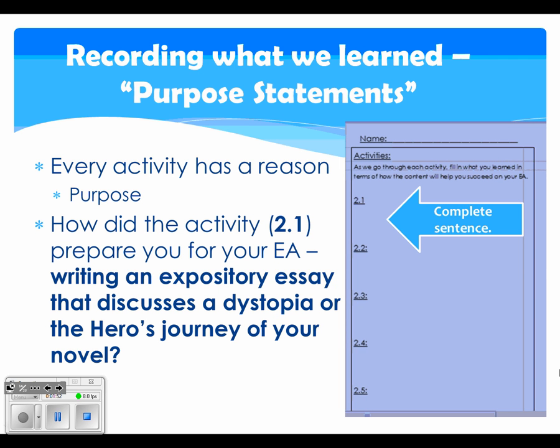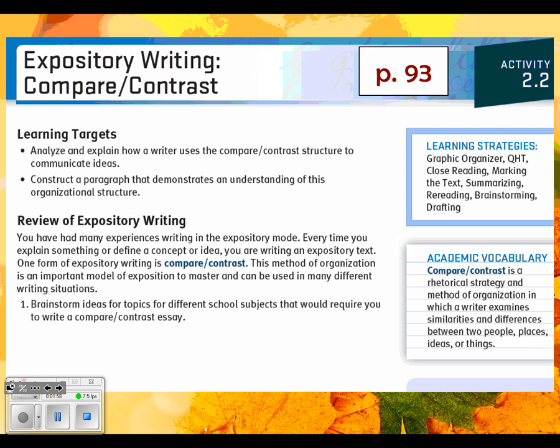Once you've got your purpose statement written, go ahead and set that bookmark to the side, and you're going to open up Springboard to page 93. If you have two different colored highlighters, I would suggest that you pull them out. If you only have one, no big deal. You just make yourself a few different markings today.